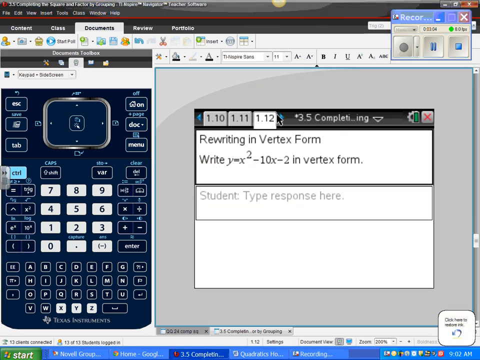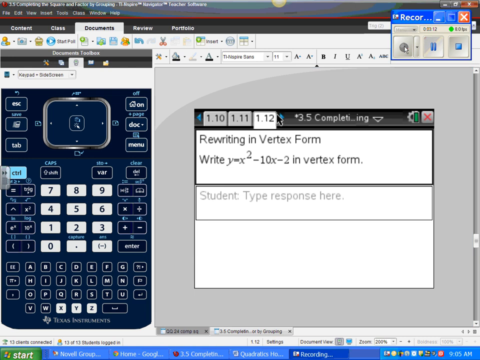Okay, so go ahead and try the next one. Okay, I'm going to give you a few minutes to put this into vertex form. So follow the steps you did on the last one. We're going to pause here and give you a few. Okay, what's the first step?